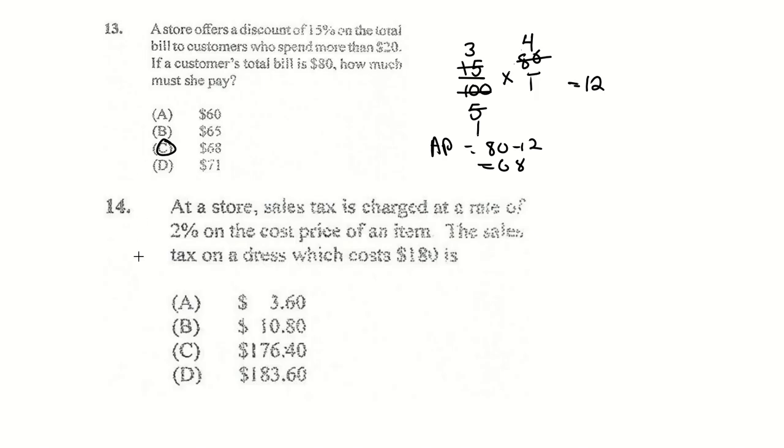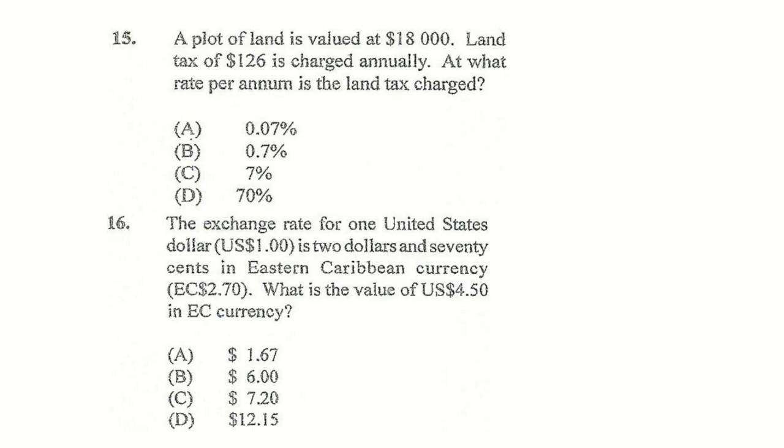C. At a store, sales tax is charged at a rate of 2% on the cost price of an item. The sales tax on a dress was 180. So we want to find, we did this question already, 2% of 180. 2 into 100 is 50. Cross this off, is $3.60. This was a repeated question. A plot of land is 18,000. Land tax is 126.